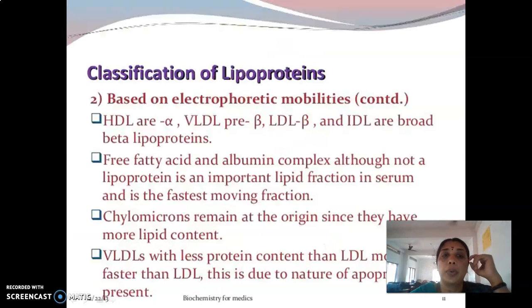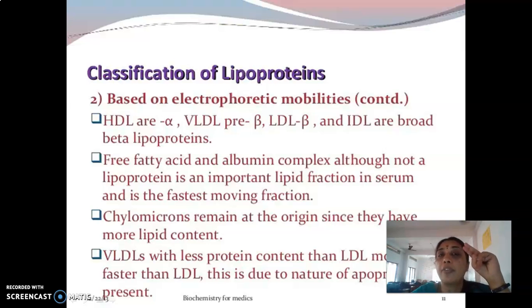So that is the apoproteins. Now that is based on centrifugation, based on the sedimentation or the flotation constant. Based on the flotation constant, the chylomicrons form the topmost layer, followed by VLDL, IDL, LDL, and HDL.